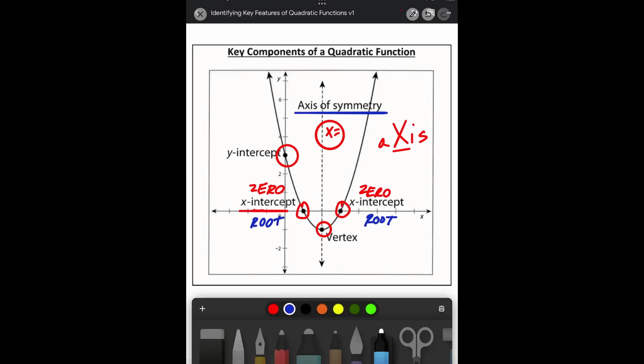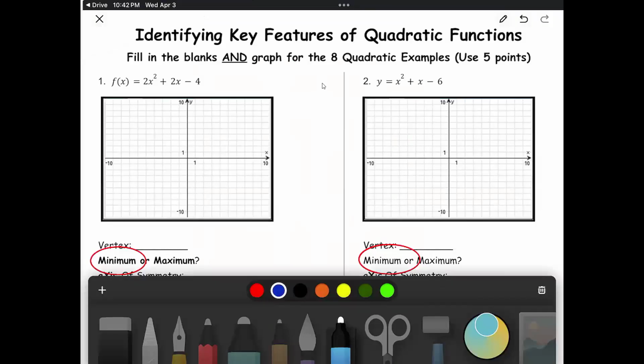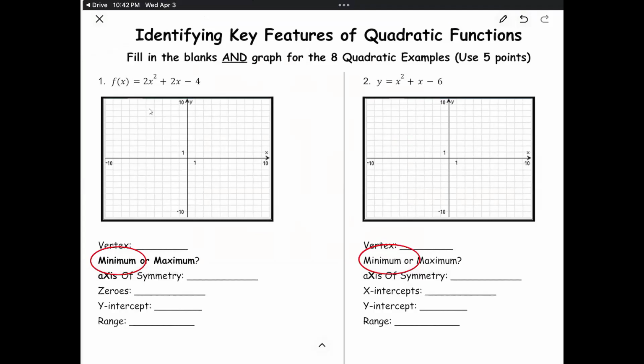All right. Now, what I want you guys to do is I'm going to give you 8 quadratic examples. I want you to fill in the blanks. There's several questions down here that have blanks. And I also want you to use this graph paper to create a graph. So I'm going to do one example, and then you guys complete the rest.